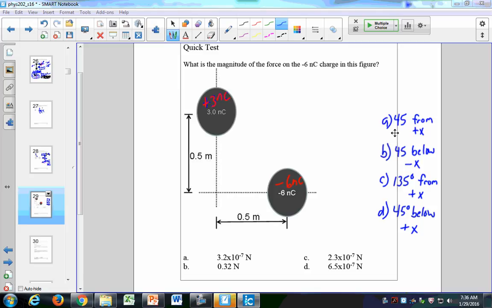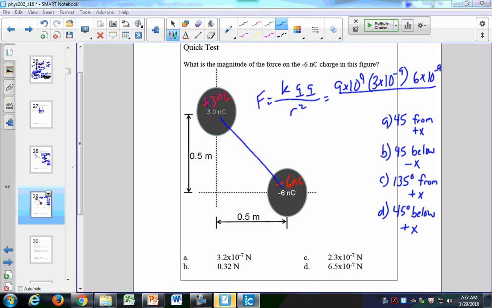So we're just doing Coulomb's law here. F is kQQ over r squared. It's going to be 9 times 10 to the ninth times my two charges, 3 times 10 to the minus 9, 6 times 10 to the minus 9, divided by the distance. Now the distance here is going to be the square root of a half squared plus a half squared.